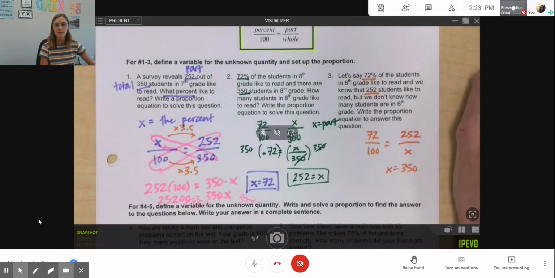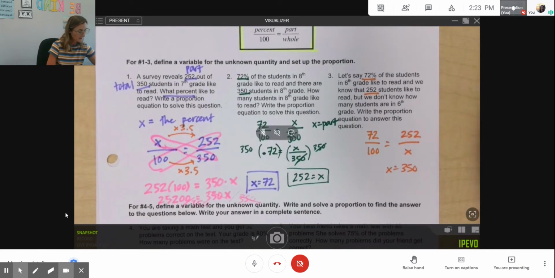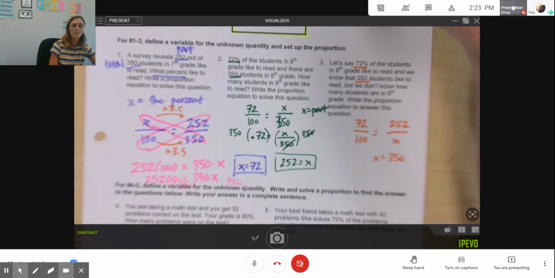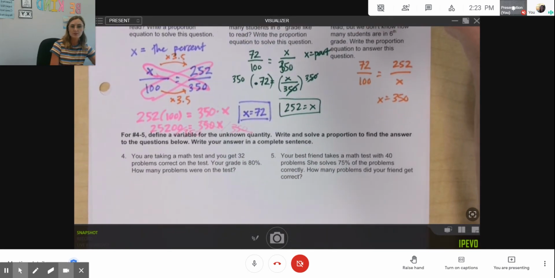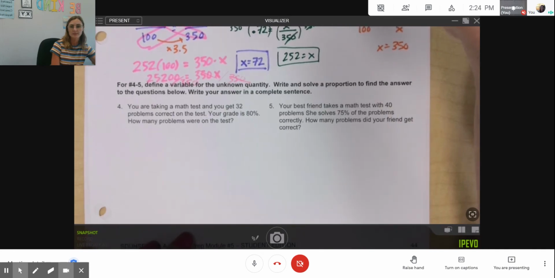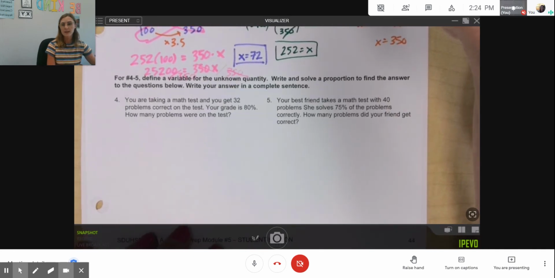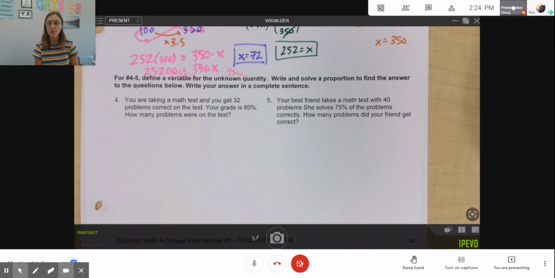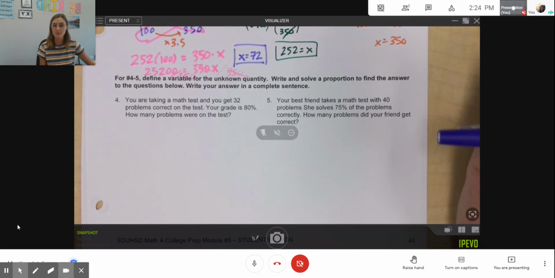So for number 4 and 5, define a variable for the unknown quantity. Write and solve a proportion to find the answer to the questions below. Write your answer in a complete sentence. Number 4, you are taking a math test and you get 32 problems correct on the test, and your grade is 82%. How many problems are on the test? This is a very, very realistic question because really you need to know how to do this math to figure out what grade you got on a quiz or test.